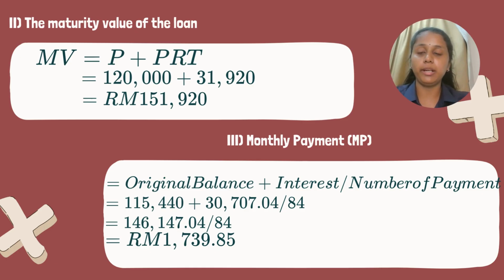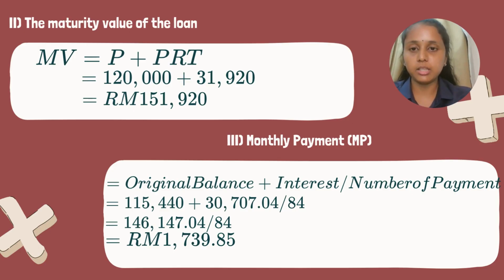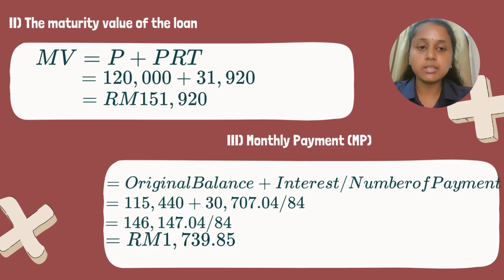Next, we are going to calculate the maturity value of the loan. MV equals P plus PRT. So the answer is RM 151,920. The third one is the monthly payment. Let's see how to calculate the monthly payment: original balance plus interest, divided by the number of payments. So we got the answer, which is RM 1,739.85.